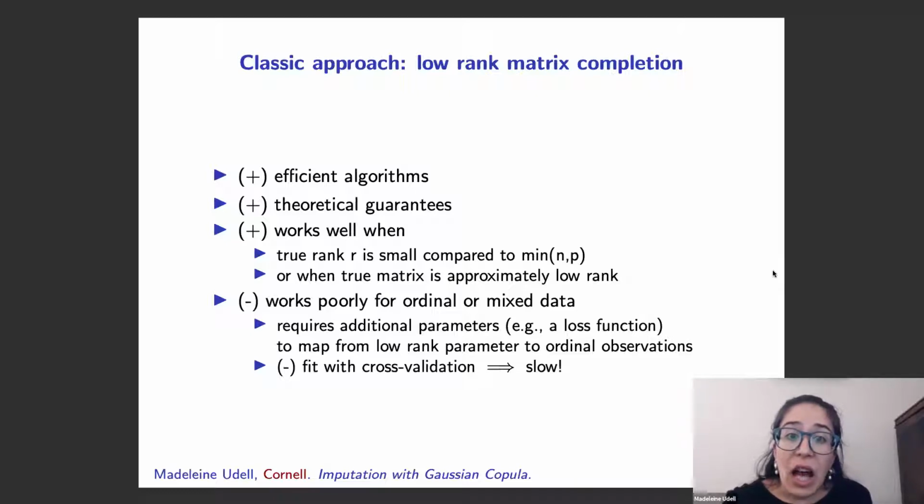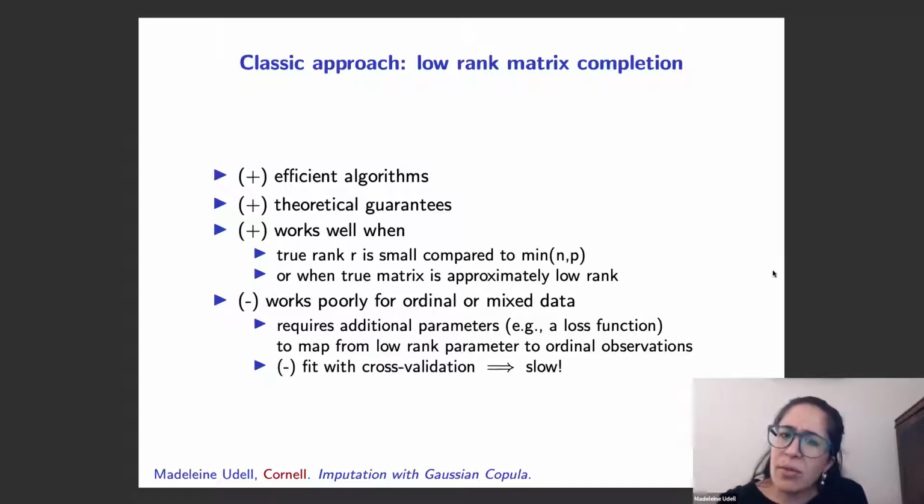But on the other hand, they work really poorly for ordinal data or for mixed data, data of mixed types: real valued, ordinal, and Boolean. They also work poorly when even the real valued data has some weird distribution. Even with something like income, it's very heavy-tailed. And if you use something like a quadratic loss function or even an L1 loss function, that can really throw you off. A small number of very large values might pull your fit away from where it should be. So one way of stating the problem is they require additional parameters.